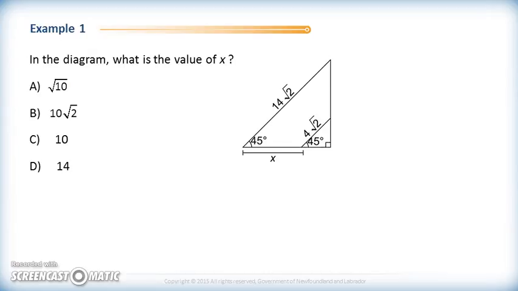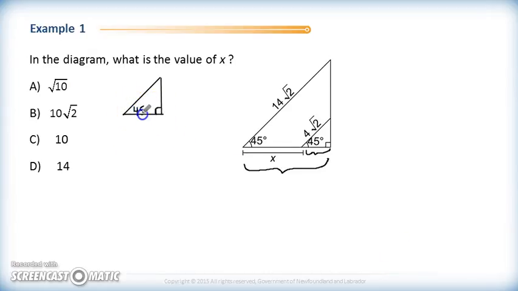In this first example, we're asked for the value of x in this diagram. To do that, we're going to need to find this full side of the large triangle and subtract from it this short piece. So we need to work on using the two triangles. Since the problem is based on 45, 45, 90 triangles, at some point we're going to need to work with that base triangle that we learned about in one of the instructional clips.